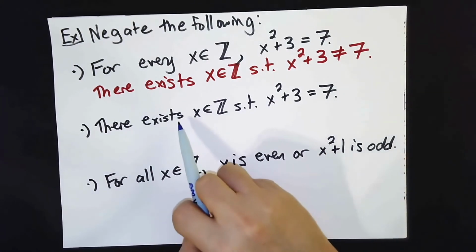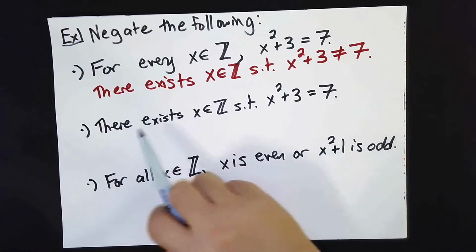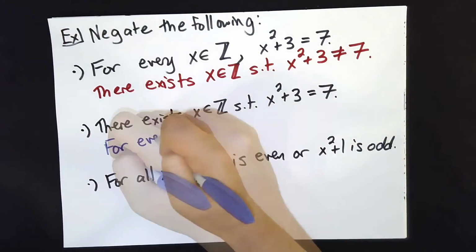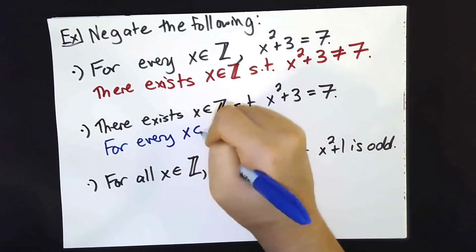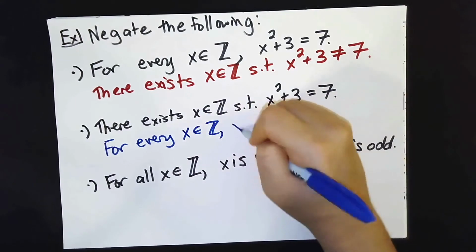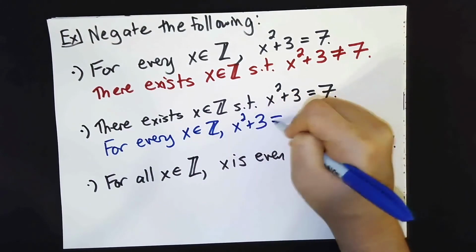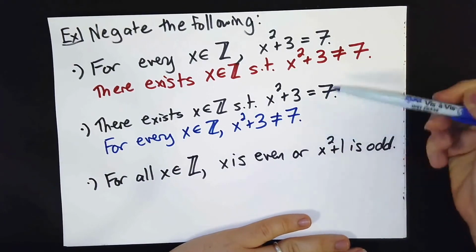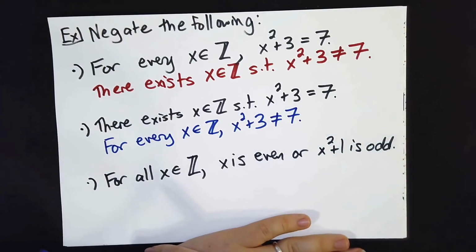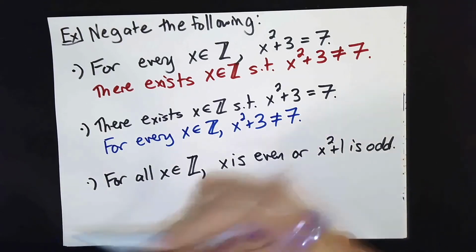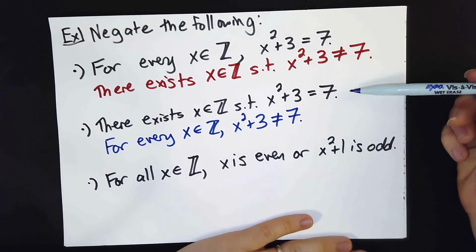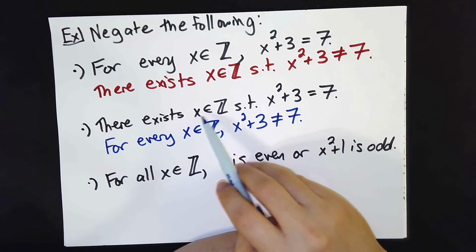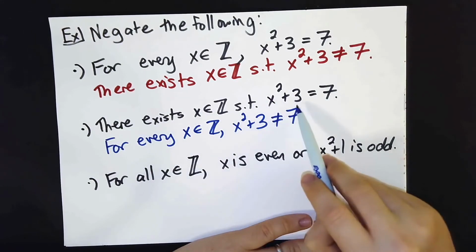Here, on the other hand, when I go to negate "there exists x in Z such that blah blah blah," this is going to become, for every x in Z, x squared plus 3 is not equal to 7. Again, one of these should be true and one of them should be false. Which is it? In this case, it's the first one that's true, because, for example, x equals 2 is an example of an integer such that x squared plus 3 is 7.